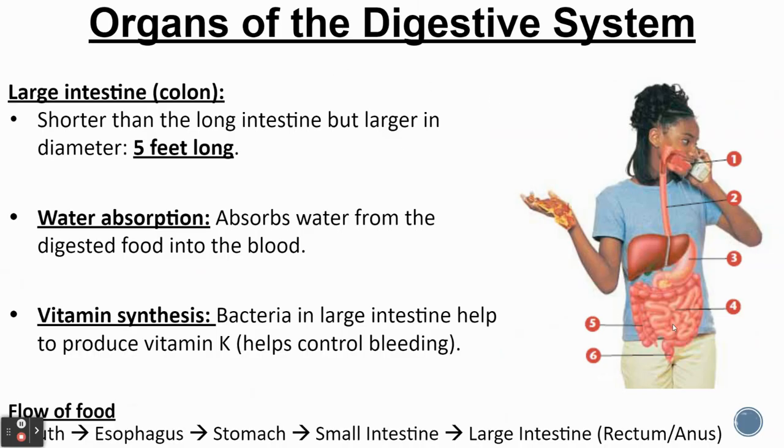So now we're done in the small intestine and we're going into the large intestine, also called the colon. The large intestine is only larger in diameter. Lengthwise, though, it's shorter than the small intestine. It's about 5 feet long. Its primary function is to absorb water from your food, so water absorption. It also does some vitamin synthesis. It has some special bacteria that help to produce some vitamin K, which helps to control bleeding. So that's your large intestine. Essentially, the food kind of goes up, across, then down, and then it essentially rests in the rectum here until you're ready to poop, and then it can go out the anus.